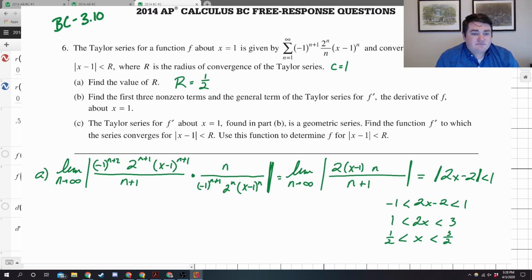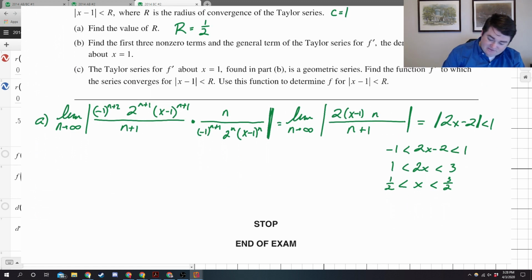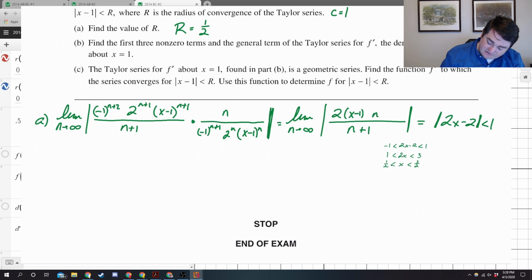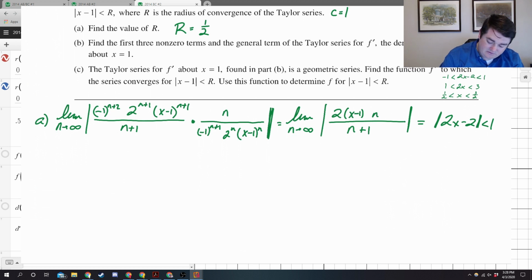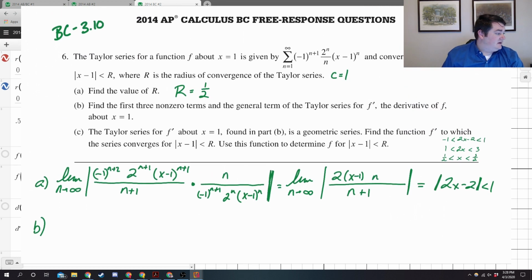Part B: Find the first 3 non-zero terms and the general term of the Taylor series for f prime, the derivative of f. So I'll need to make a little room for myself here. Okay. We can find the first probably 4 terms of f and then take the derivative of the first 4 terms, or we can take the derivative of the general term and then write out the first few terms. I'm partial to that strategy.